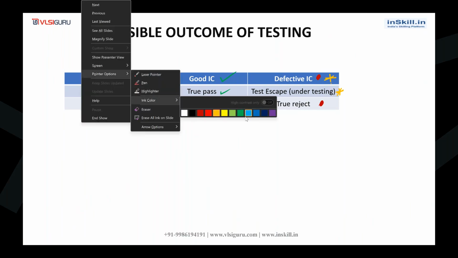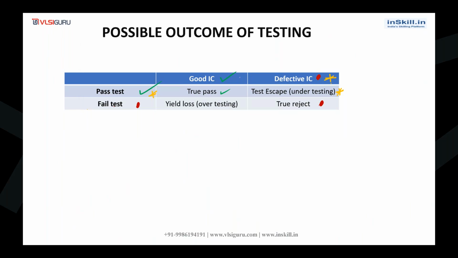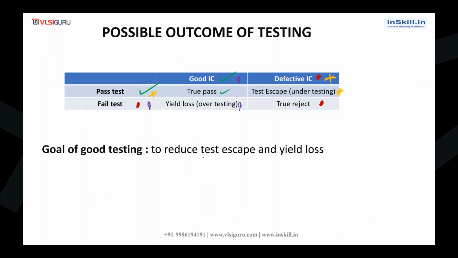And then a good IC that fails the test is called yield loss, also called over testing. So these are the four possible outcomes of testing. The goal of good testing is to reduce the test escape and yield loss.